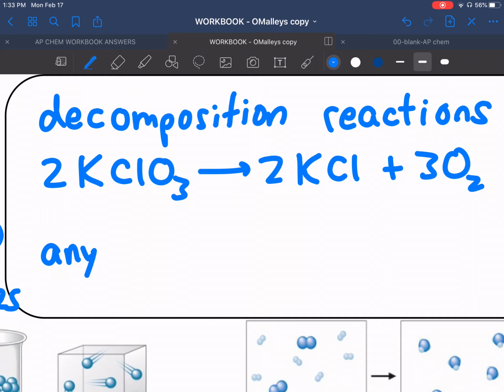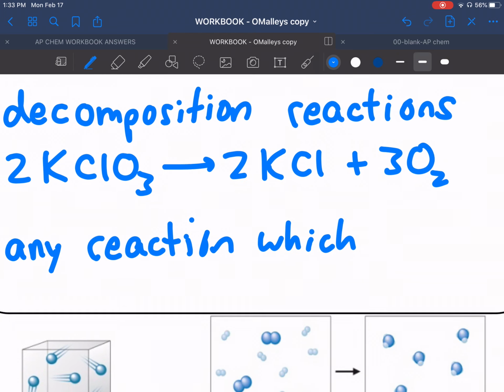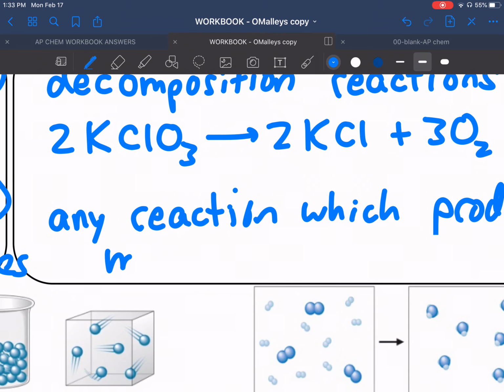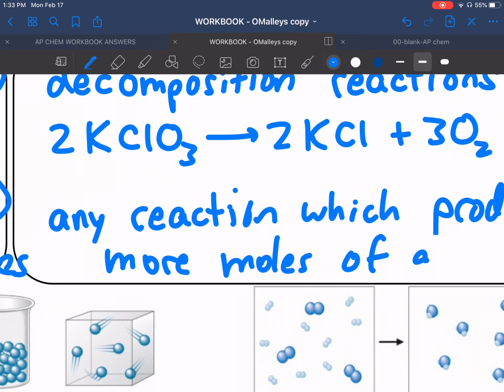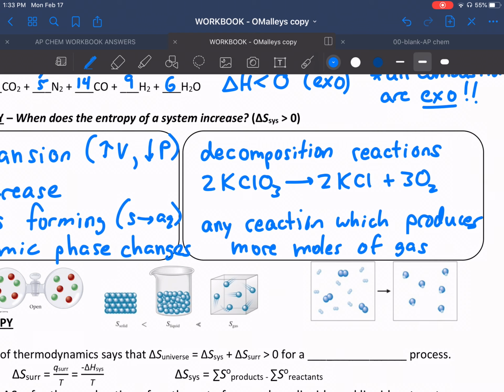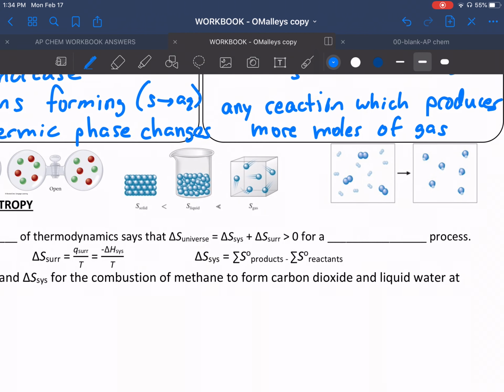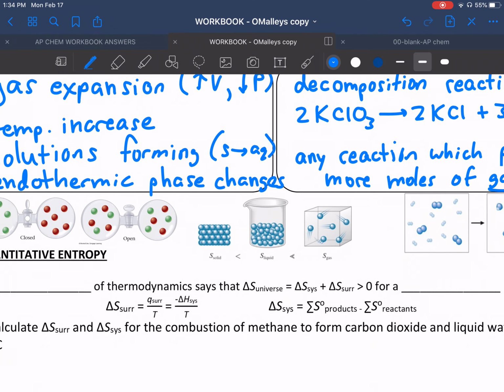So any reaction which produces more moles of gas. Gases have a higher positional entropy than liquids and solids. So we can just look at the gas particles that it produced and predict the entropy change. That's qualitative. What about quantitative?